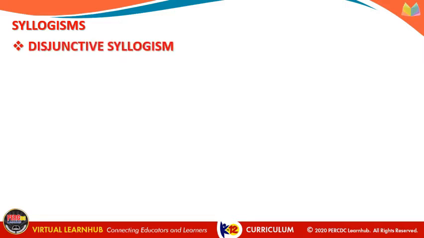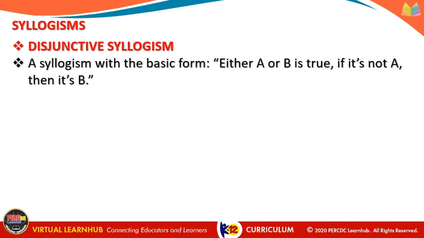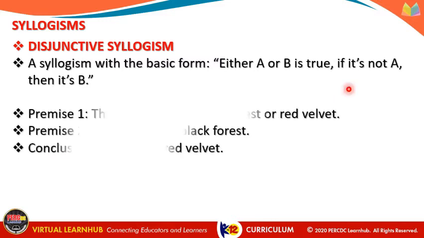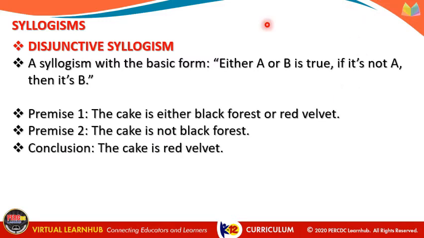Next, we have disjunctive syllogism. This is defined as a syllogism with the basic form: either A or B is true. If it's not A, then it is B. As an example, we have this one. The cake is either black forest or red velvet. The cake is not black forest. Therefore, the cake is red velvet.